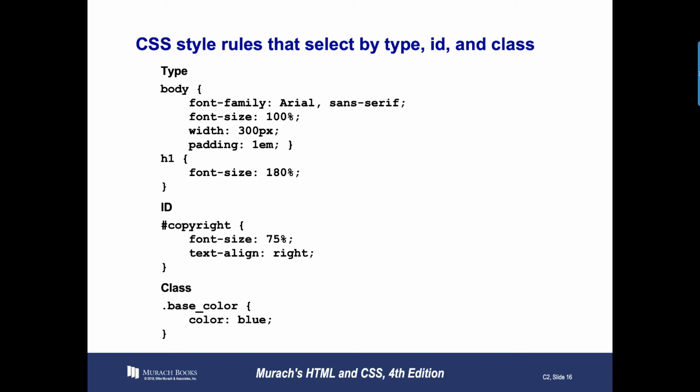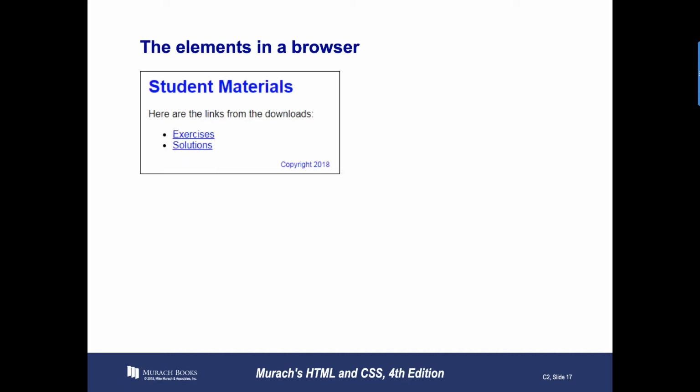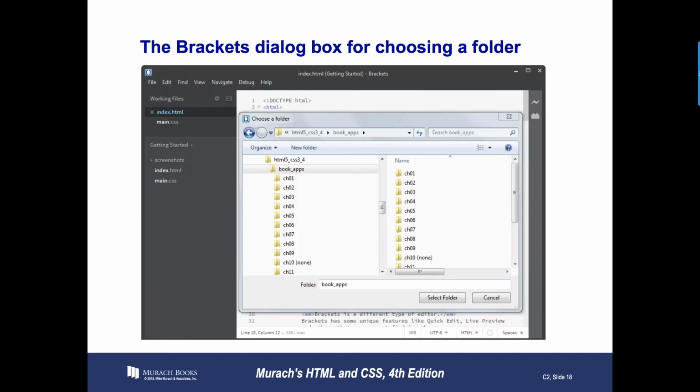Okay. And notice for the copyright, it says font size 75% of the normal font size, and then I want you to align the text to the right. Okay. So this is what that page would look like viewed in a browser. The HTML page coupled with the style sheet. Got it? All right.